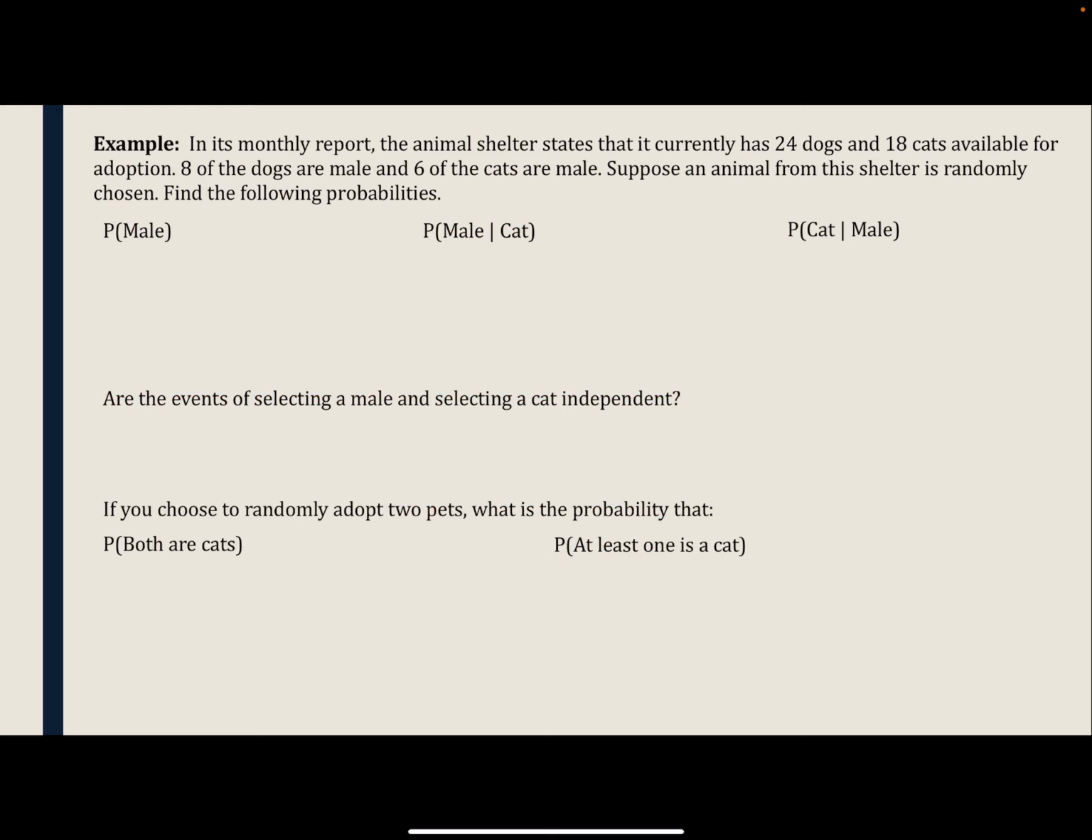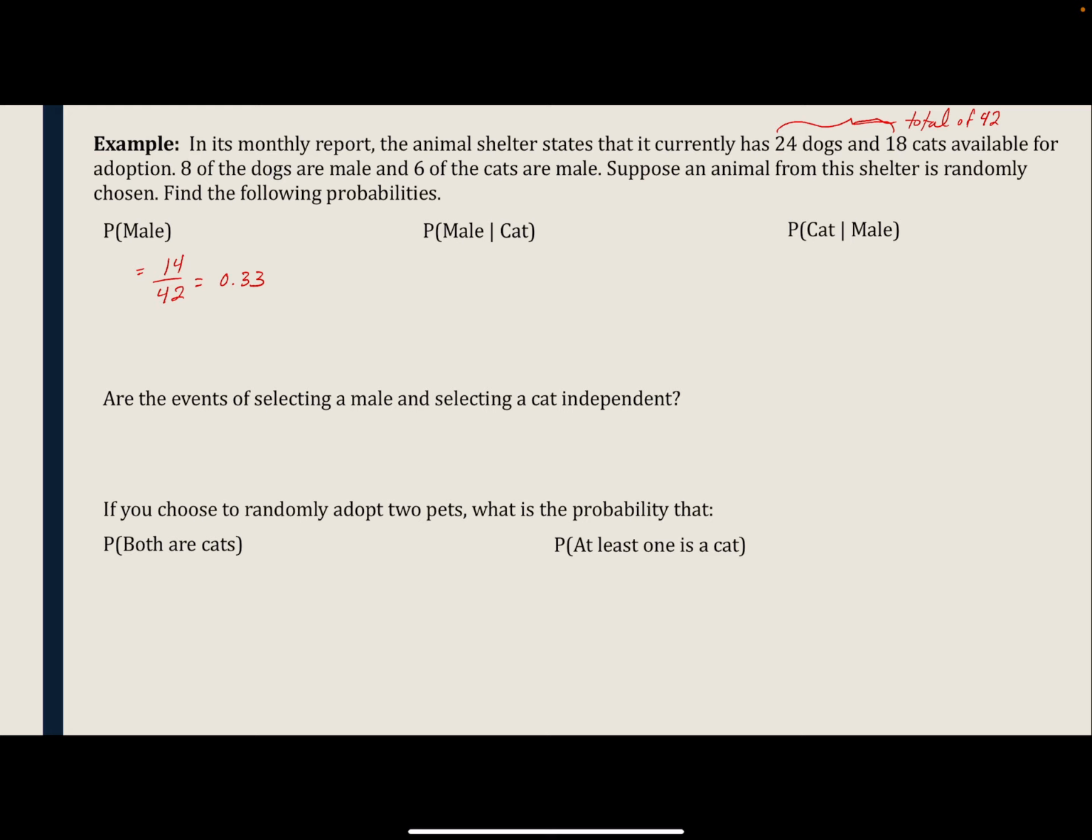What's the probability that the animal is male? Well, in order to know that, we need to know the total number of animals and the total number of male animals. If we have 24 dogs and 18 cats, that gives us a total of 42 animals, 42 dogs and cats. And we have 8 male dogs and 6 male cats, giving us a total of 14 male animals. So the probability of selecting a male animal is the number of males divided by the total number of animals, and we get 0.33.